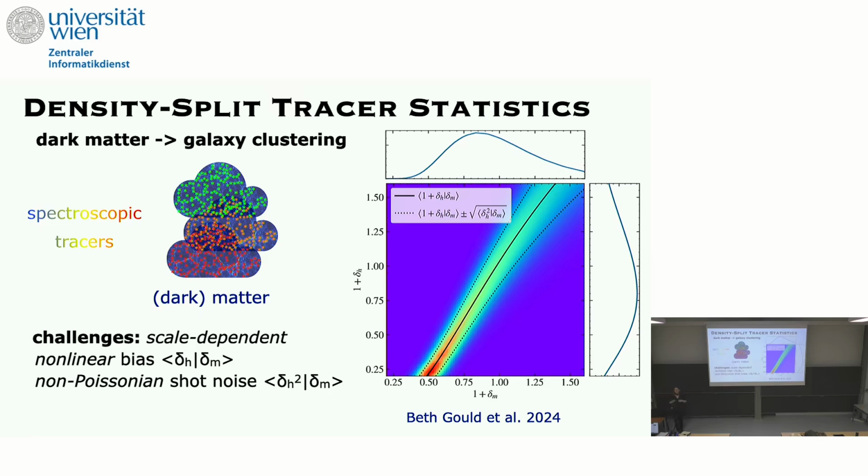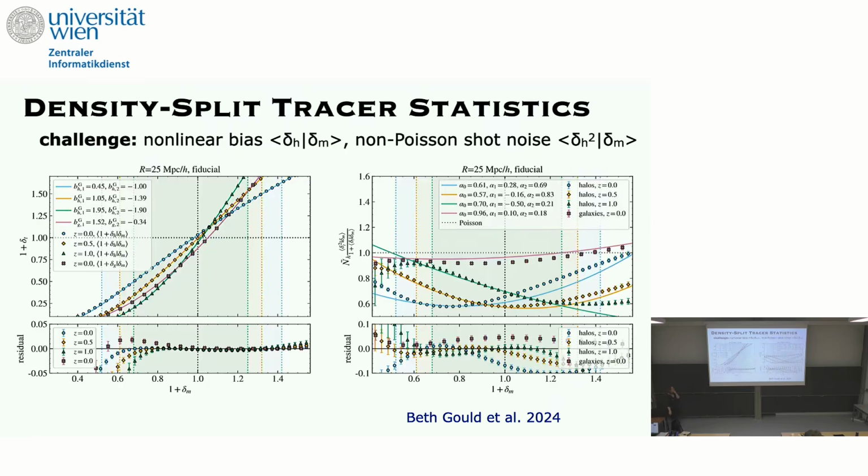Here I picked one smoothing scale, right? In principle, for every smoothing scale, I have to redo this, right? And in general, this bias will be nonlinear, so you can already see here, this is not a straight line. This will be scale dependent. And a priori, there's no guarantee that this shot noise here, the scatter, will be Poissonian, right? So this is a problem. And trust me, this is really true.